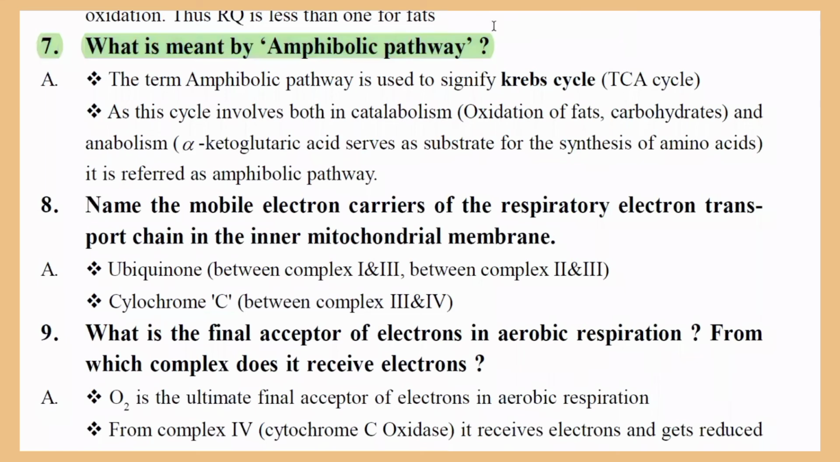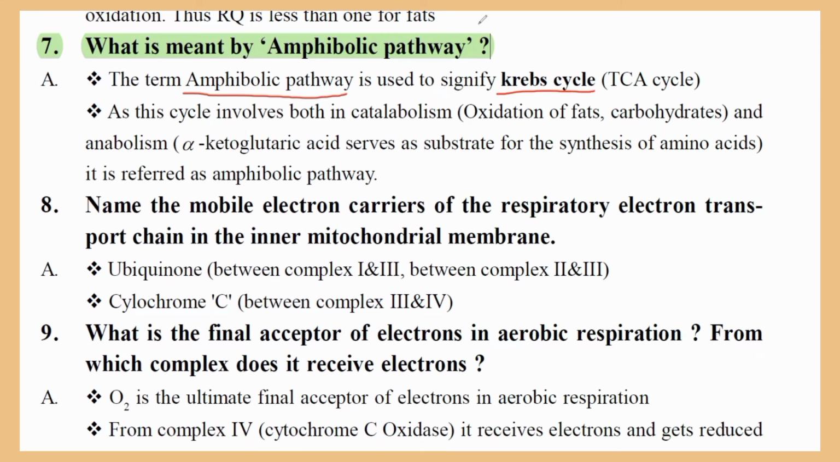What is meant by ambibolic pathway? The term ambi means both. Bolic pathway is used to signify the Krebs cycle, the tricarboxylic acid cycle. So the Krebs cycle is generally called an ambibolic pathway.